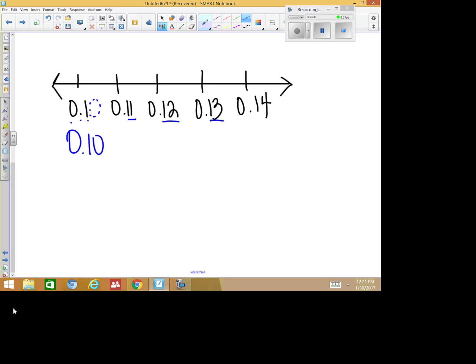So if you look at number 5, it says 1/100th more than 13/100ths. So if I'm here, I'm going to go up 1/100th. What's that, Taylor? 0.14. Yeah, 1 more is here. So on number 5, you should have 0.14. I got that. Good.